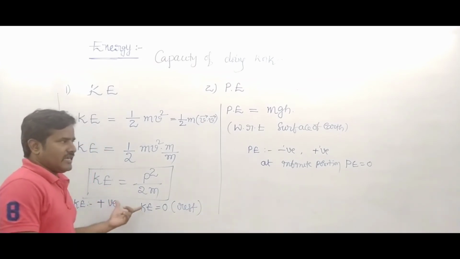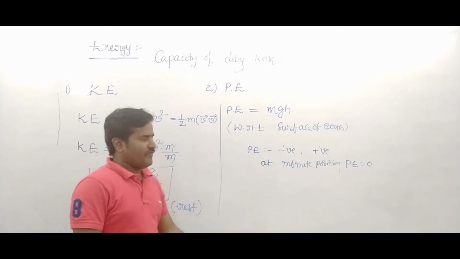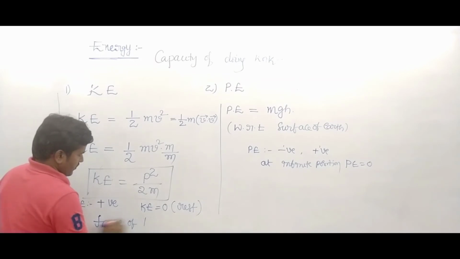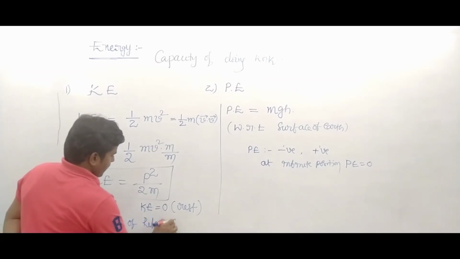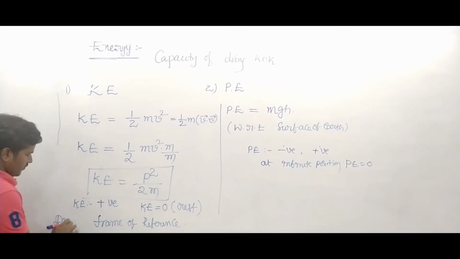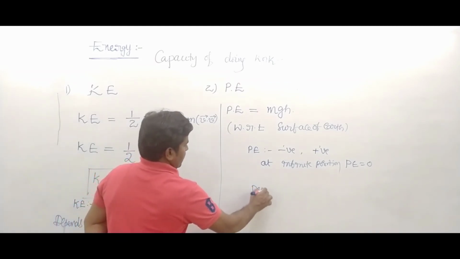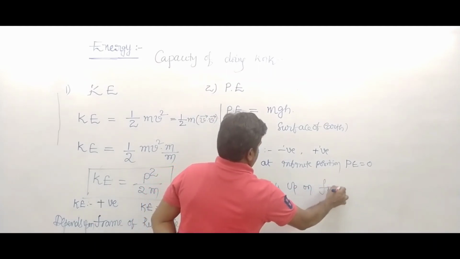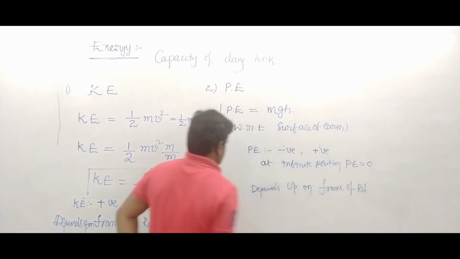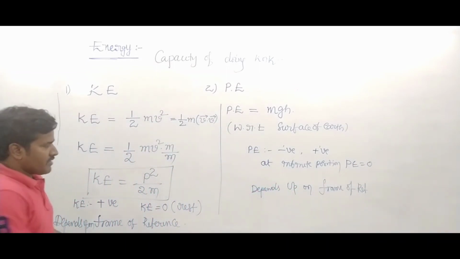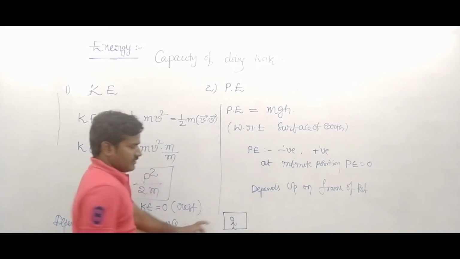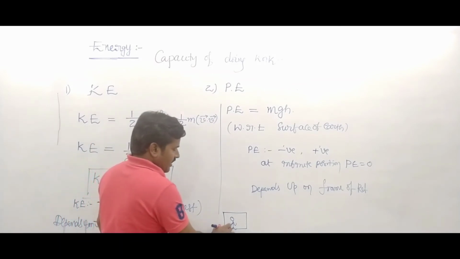Kinetic energy and potential energy both depend upon frame of reference. So how? Consider one person in a vehicle. The person is at rest in the vehicle, and the vehicle is in motion.